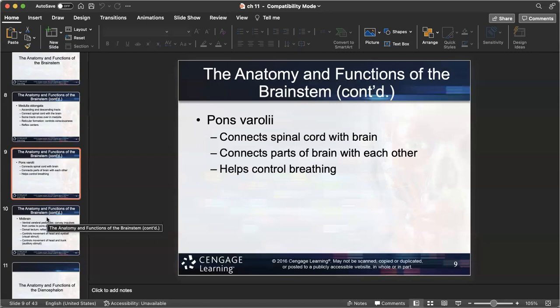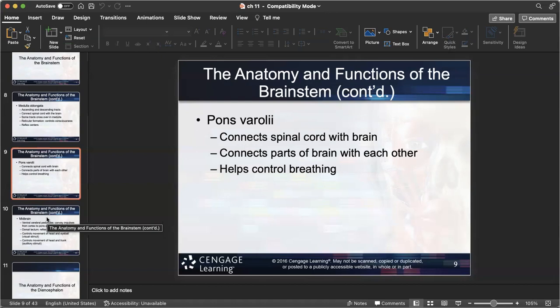While the pons also connects the spinal cord to the brain, what I would like for you to take home here is that the pons will help control breathing. When we talked about the respiratory system in Bio 201, we addressed how breathing is very much driven by an involuntary, if you will, method.